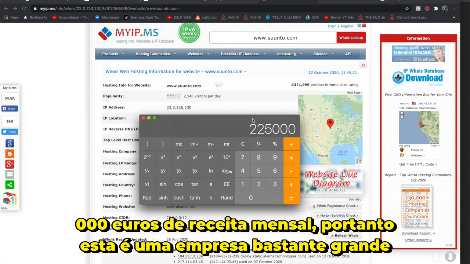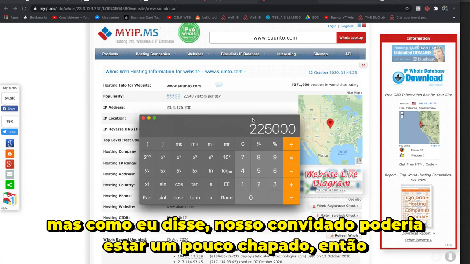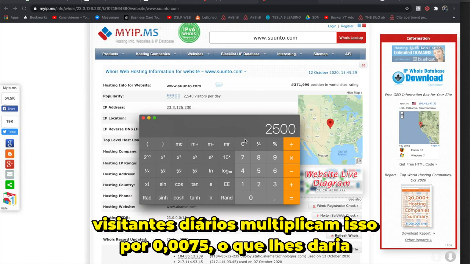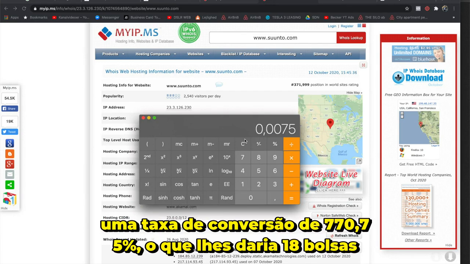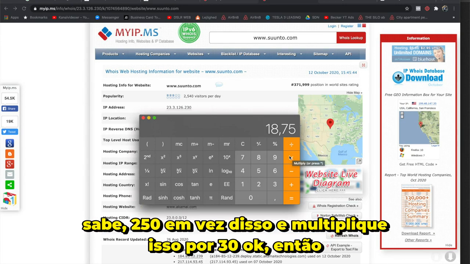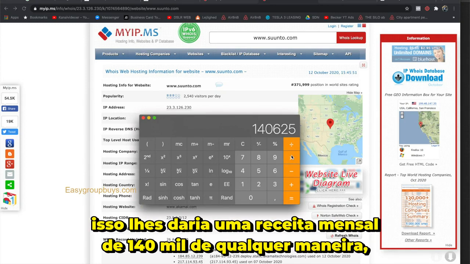So this is quite a large company, but as I said, our guess might have been a little bit high. So hypothetically, let's go back to their 2,500 daily visitors and multiply that by 0.0075, which would give them a 0.75% conversion rate. That would give them 18 purchases daily, and let's go for an average order value of 250 instead, and multiply that by 30. That will give them a monthly revenue of 140k.